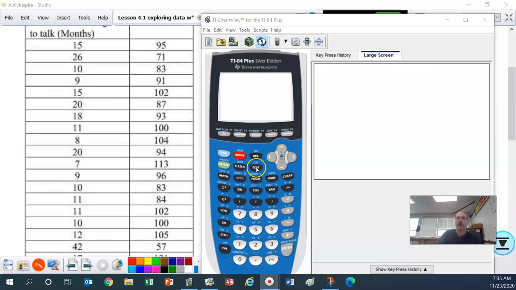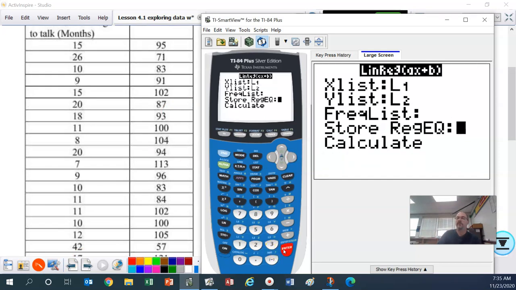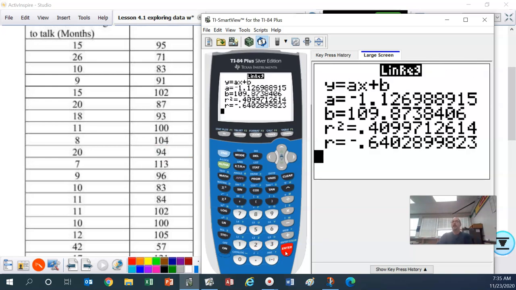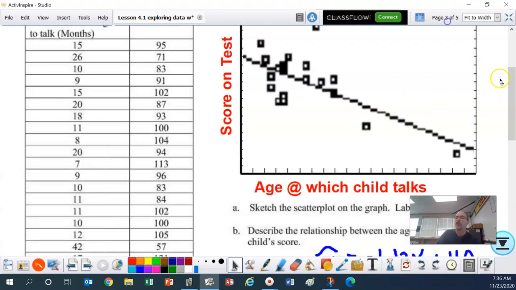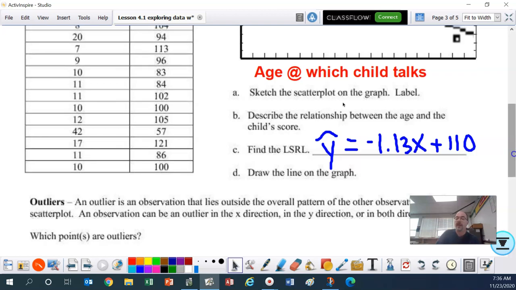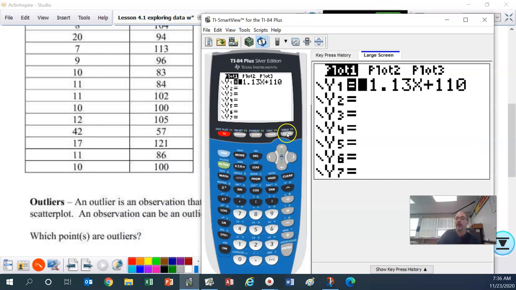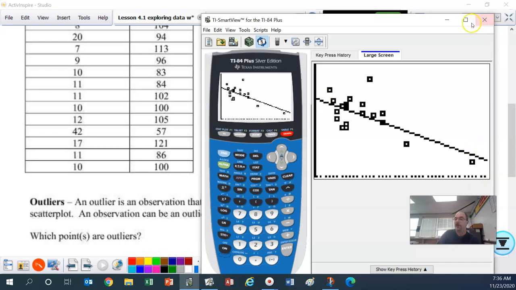All right, ladies and gentlemen, so again, stat, calculate number 4. And we can find that least squares regression line. Now, looking at the correlation here, negative 0.64, this is not very strong. It's moderately strong, so don't forget about correlation. I wrote the numbers down and rounded it to negative 1.13x plus 110. Then on the calculator, I typed it in my y equals, and I graphed it again, and I got the line going through the dots.